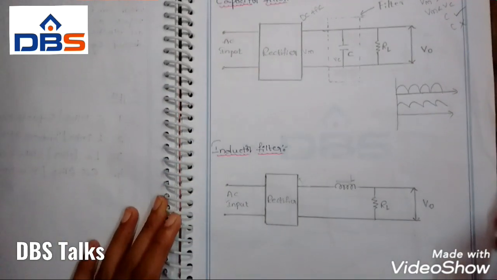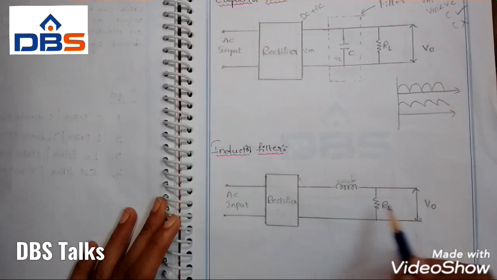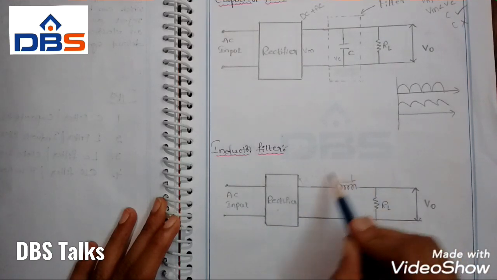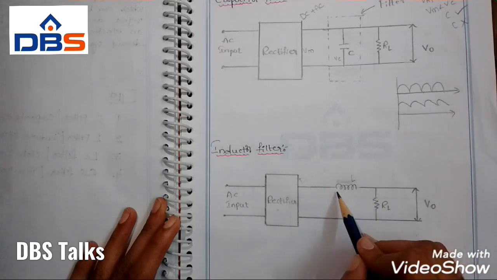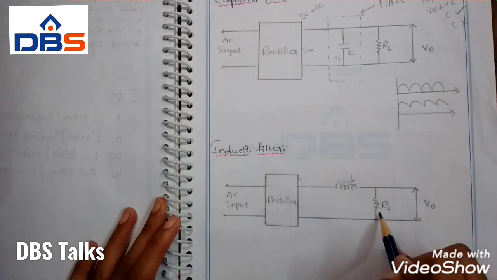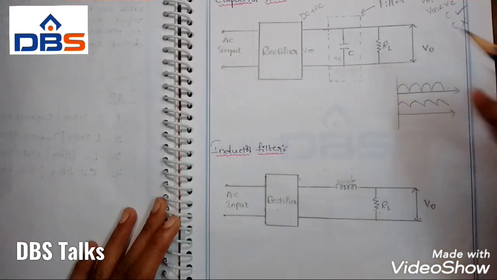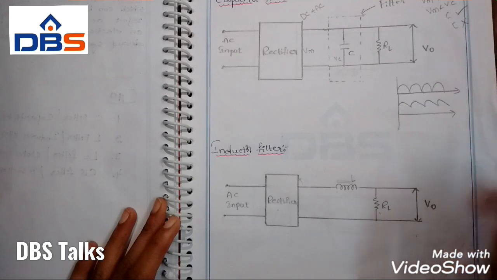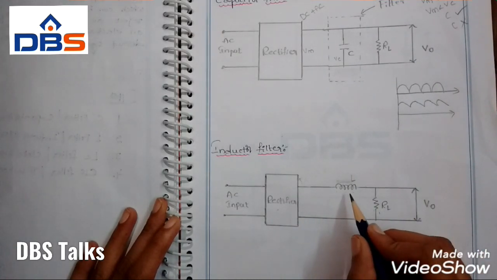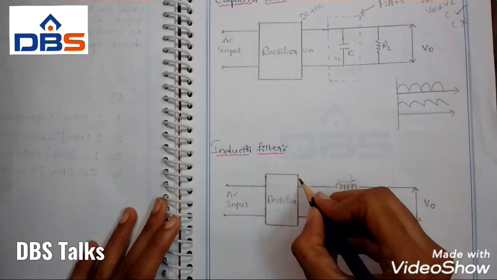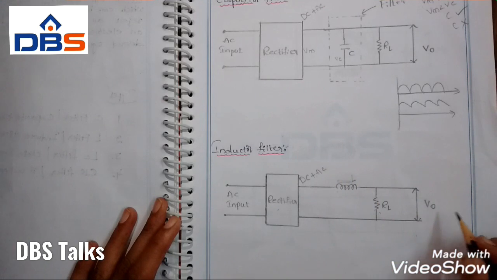Next we'll see the inductor filter. So here we have a rectifier, a load resistance and an inductor. Here also the important point is the inductor should be connected in series with the load resistance. In the capacitor filter, the capacitor is connected in parallel with the resistor. That is the important point. Connection is very important. So what this inductor is doing here is, the rectifier output will consist of a DC as well as some AC components, right?